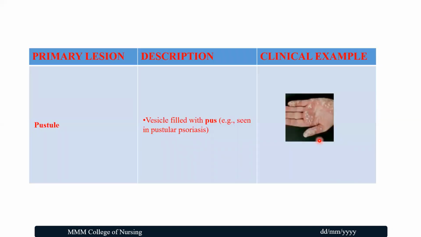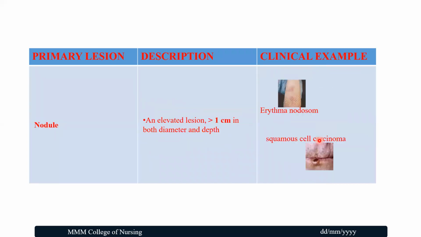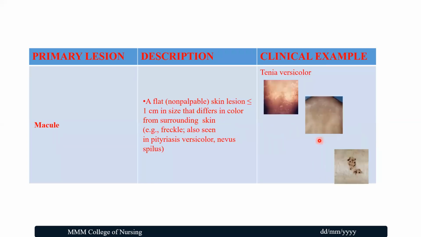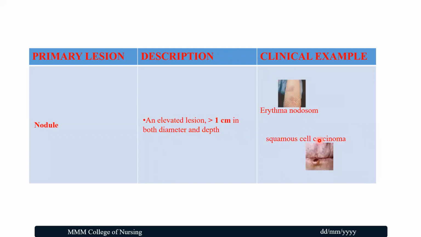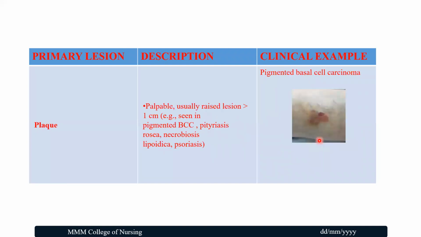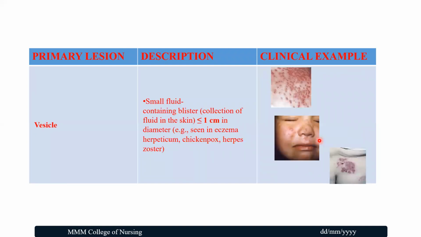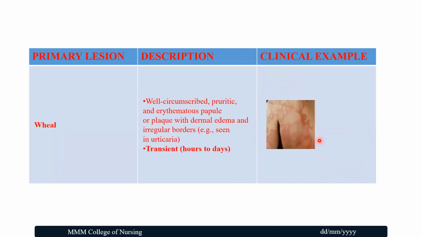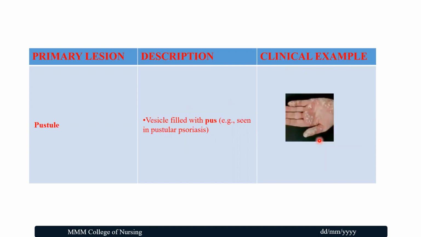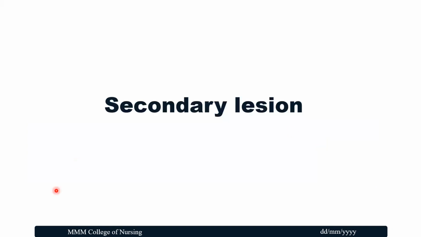Before we go into the secondary lesions, we will just see what all we had discussed. We had seen about the macule, patch, papule, nodule, plaque, vesicle, bulla, and wheal. These are the primary lesions. Now let's go into secondary lesions. So what are the secondary lesions?